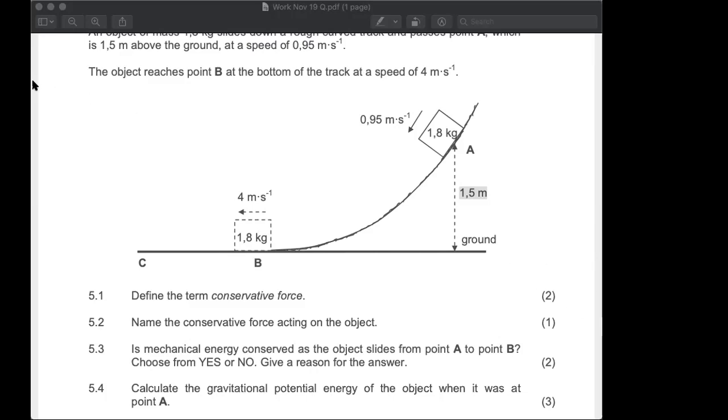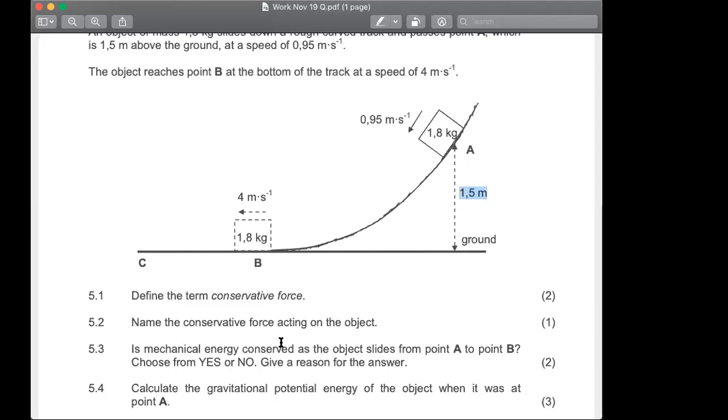Okay, and if you continue, the next question says, name the conservative force acting on the object. So what's the conservative force acting on the object in this case? The conservative force will be the gravitational force acting on this object. The non-conservative force acting on the object will be friction. The conservative force will be gravity. The non-conservative force will be friction.